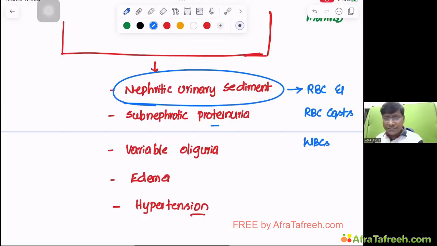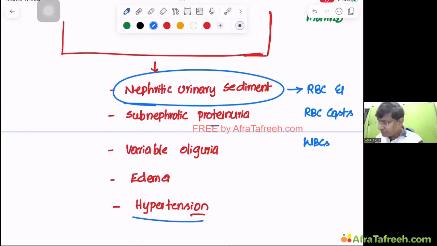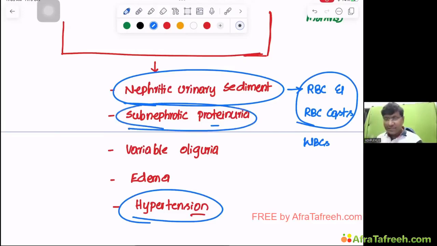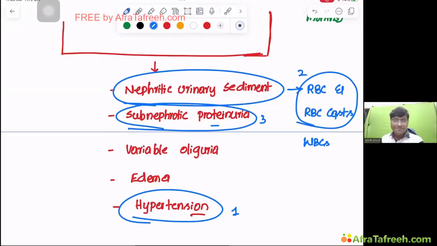What are the three essential features? Hypertension, this is number one. Next, hematuria, and then subnephrotic proteinuria. These three are essential for the diagnosis of nephritic syndrome.